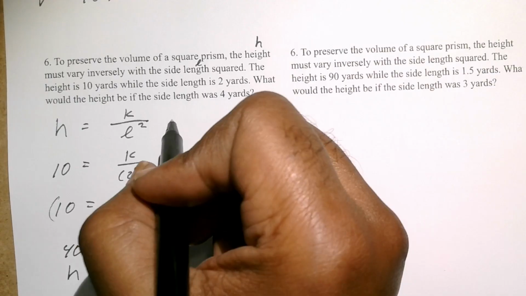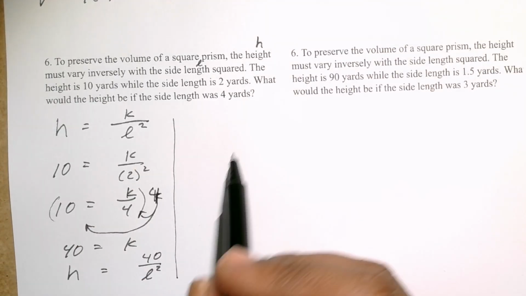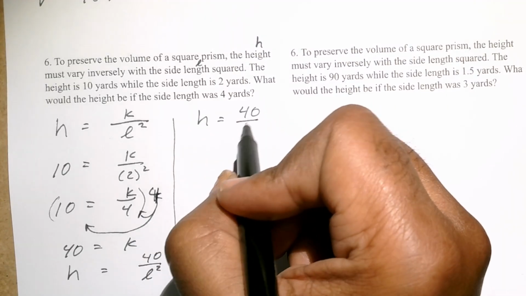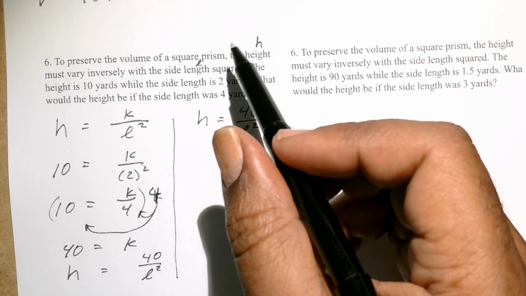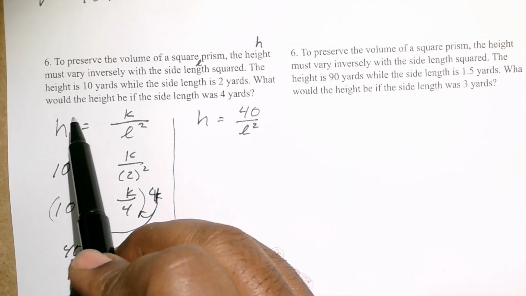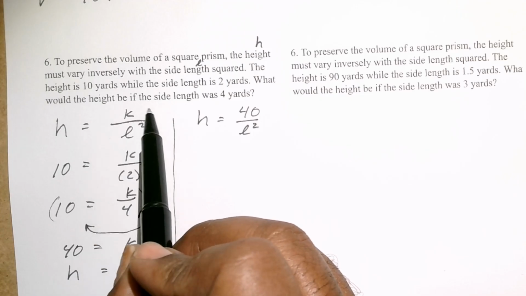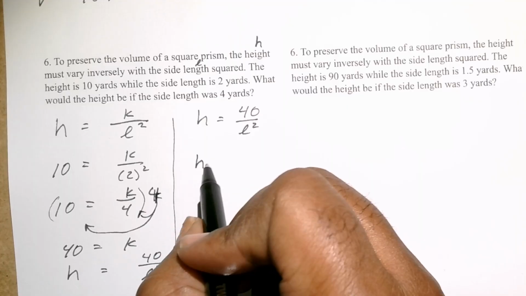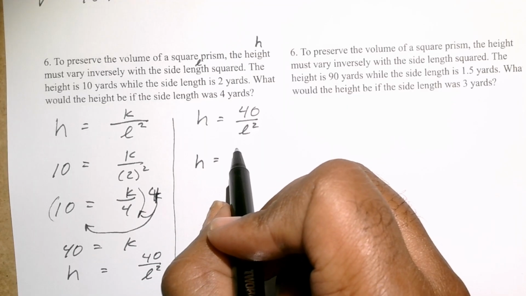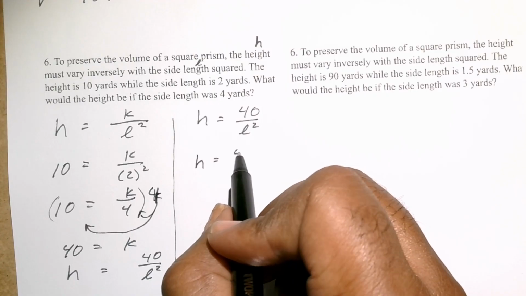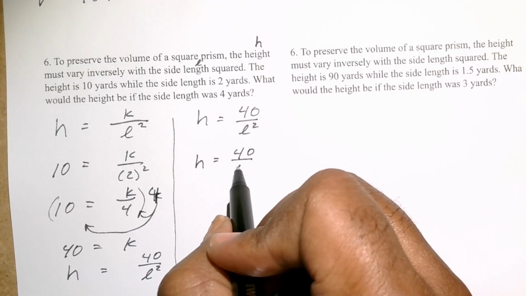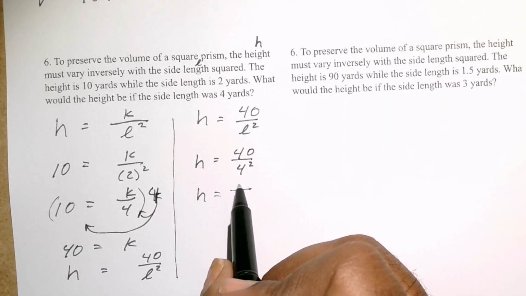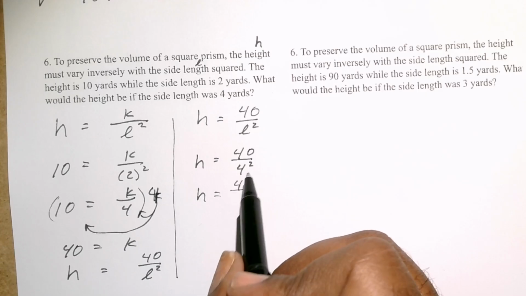Since I'm running out of room, I'm going to go to the other side here, create another side. So h equals 40 all over L squared. Question is, what is the height if the side length was 4 yards? So let's put in a length of 4 yards, 4 squared. So this will be 40 over 4 squared, which is 16.